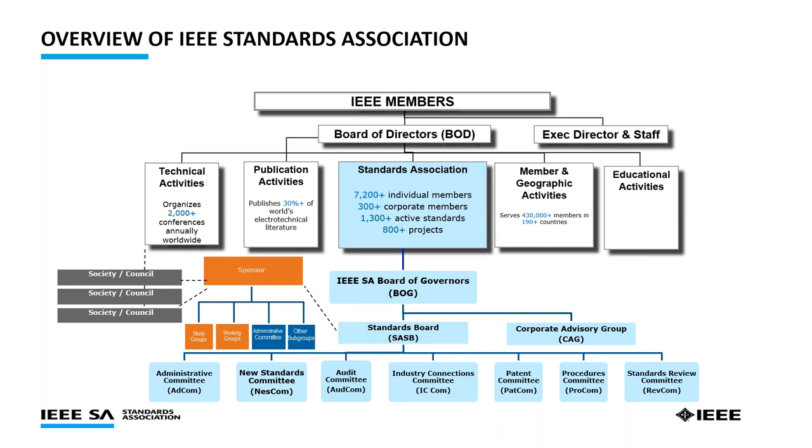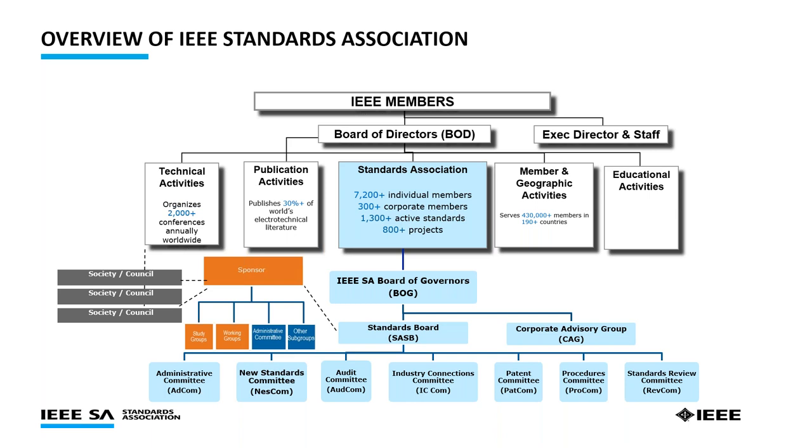new project, first of all, you need to find a sponsor in the technical activities, which typically is a standards committee in a technical activities society or council, to agree to sponsor your new project, which means they are feeling comfortable with the technical aspects of your projects. And then you will submit your project to IEEE SA. There's a so-called standards board, and the standards board will have its new standards committee to review all the new proposals for new projects and recommend for approval or disapproval by the standards board.